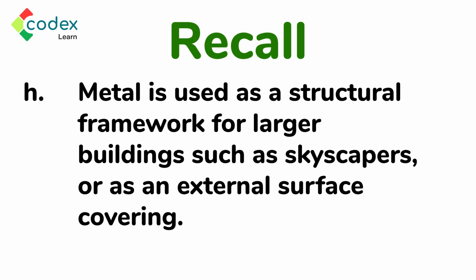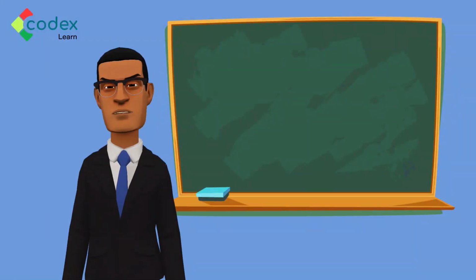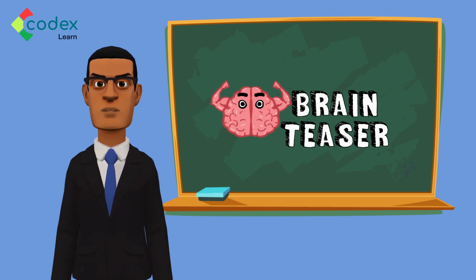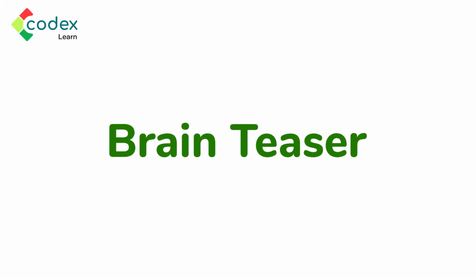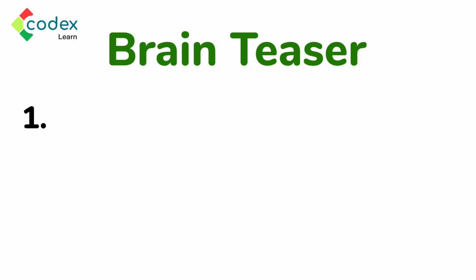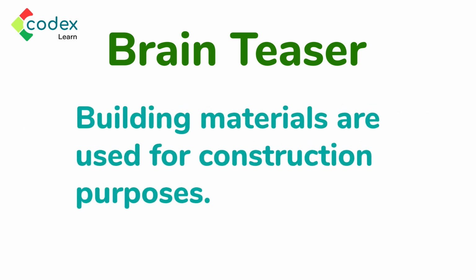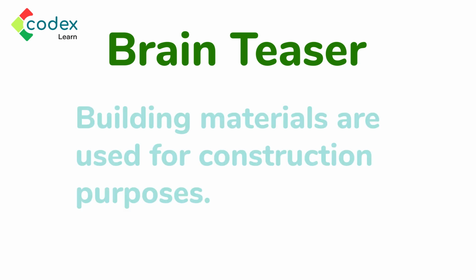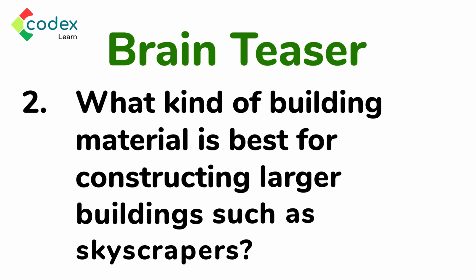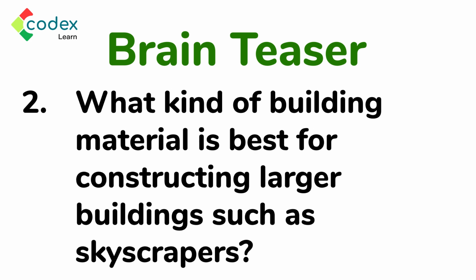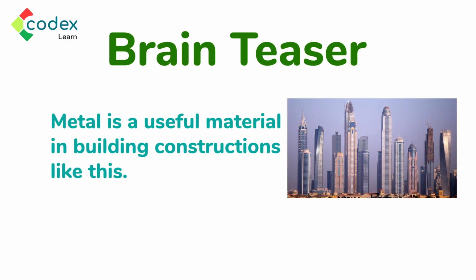Great! It is time for me to know how well you understood the lesson. Let's start with some questions. Number 1. What is the main purpose of building materials? Yes, that's correct. Building materials are used for construction purposes. Number 2. What kind of building material is best for constructing larger buildings such as skyscrapers? You are absolutely correct. Metal is a useful material in building constructions like this.